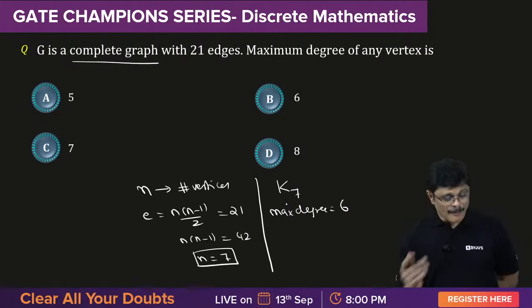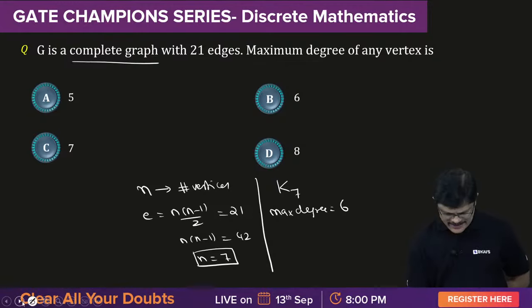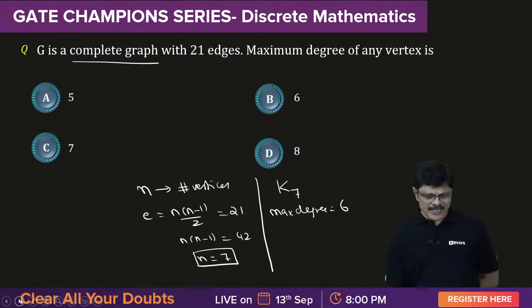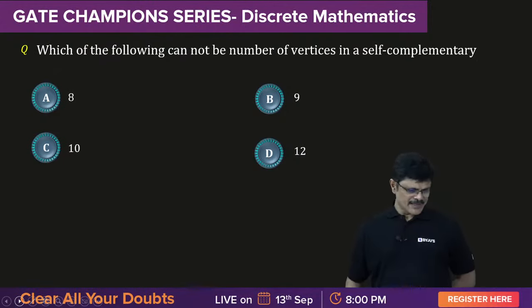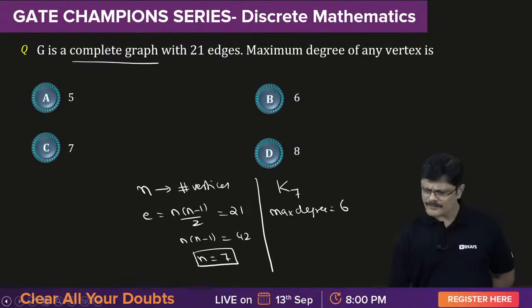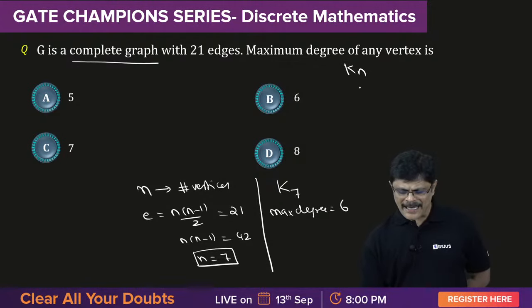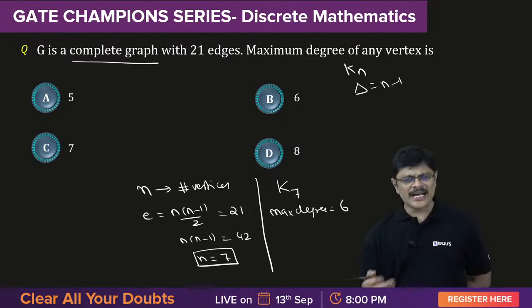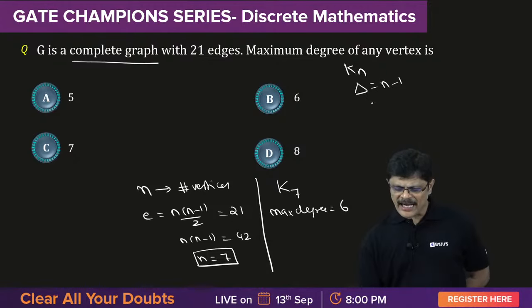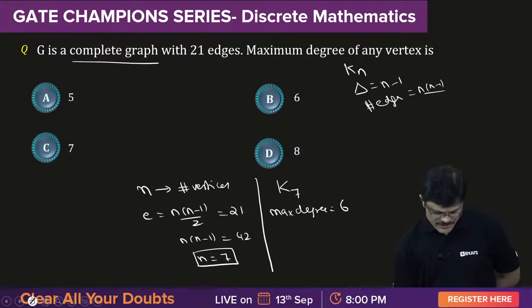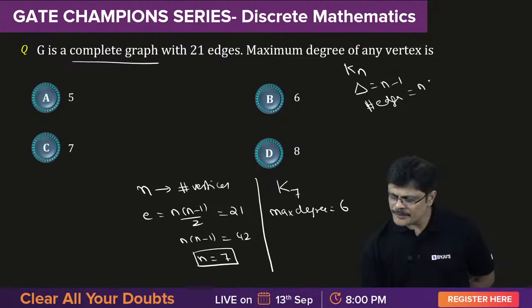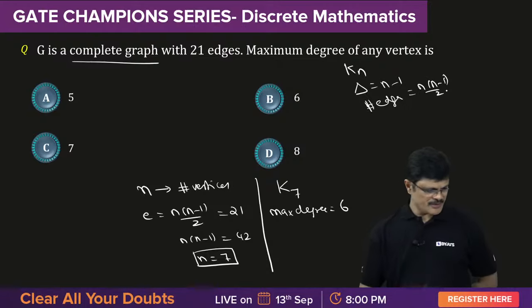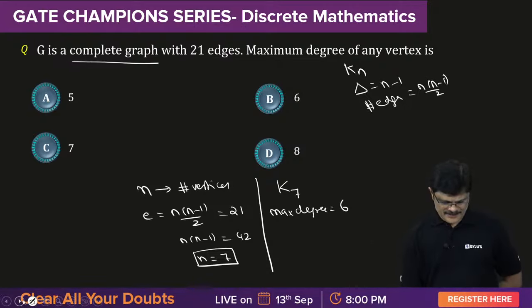Number of vertices is 7, but the maximum degree of any vertex is? Yes, right. The maximum degree in a complete graph will be n minus 1. See, in Kn, the maximum degree is n minus 1, and every vertex has the same degree. And the number of edges would be n into n minus 1 by 2. Today my handwriting is very bad. N into n minus 1 by 2. Got it? Like this.